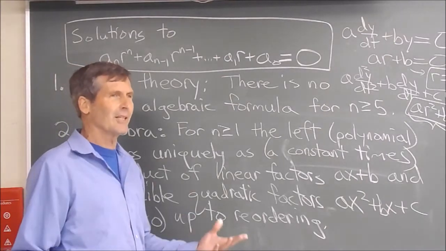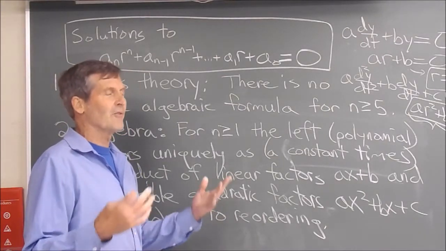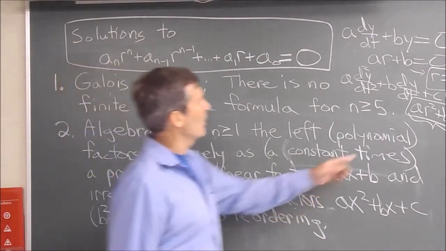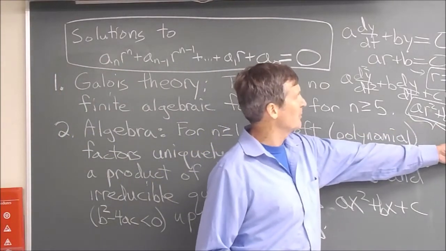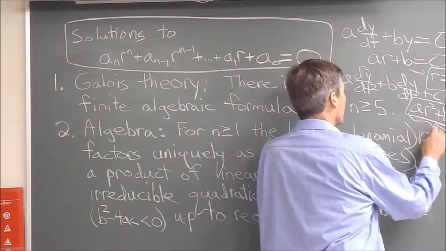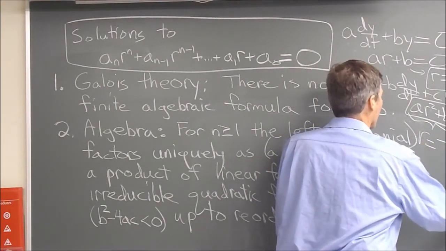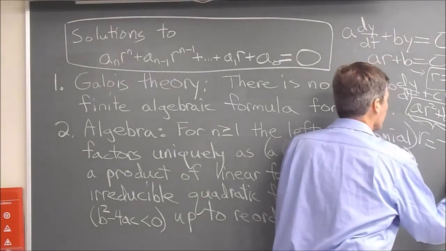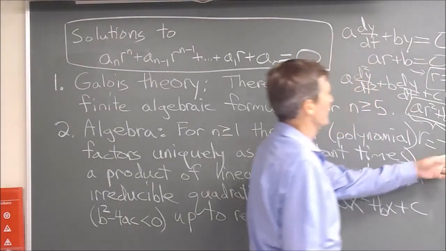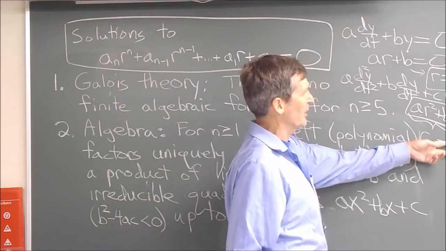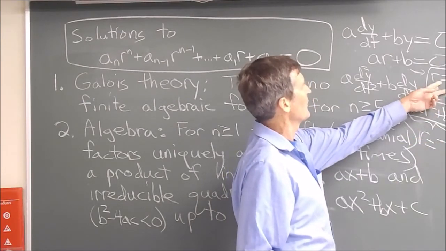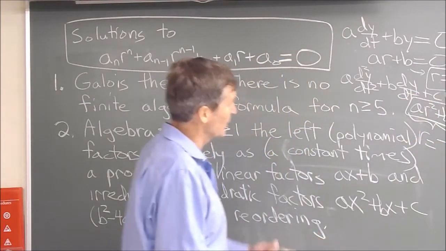It's kind of a fascinating result, but there is a finite algebraic formula, a quadratic formula, for second degree polynomials, right? x equals minus b plus or minus square root of b squared minus 4ac all over 2a. So there's a finite algebraic formula, meaning in terms of arithmetic, powers and roots. And there's one for first degree polynomials, and third and fourth.